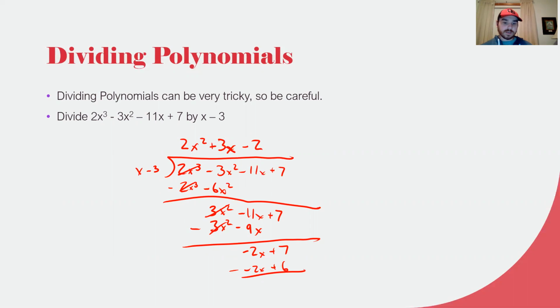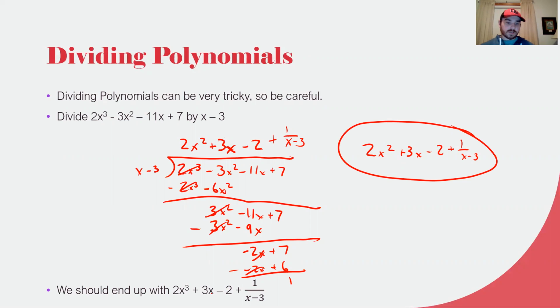So we subtract. Again, these will cancel. We have 7 minus 6, so we have 1. x minus 3 can't go into 1, so we're going to have just plus 1 over x minus 3. So our final answer will be 2x squared plus 3x minus 2 plus 1 over x minus 3.